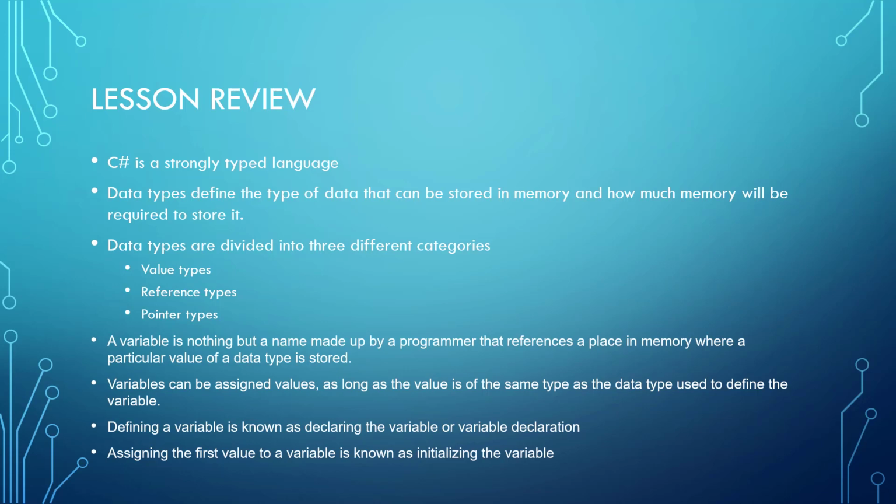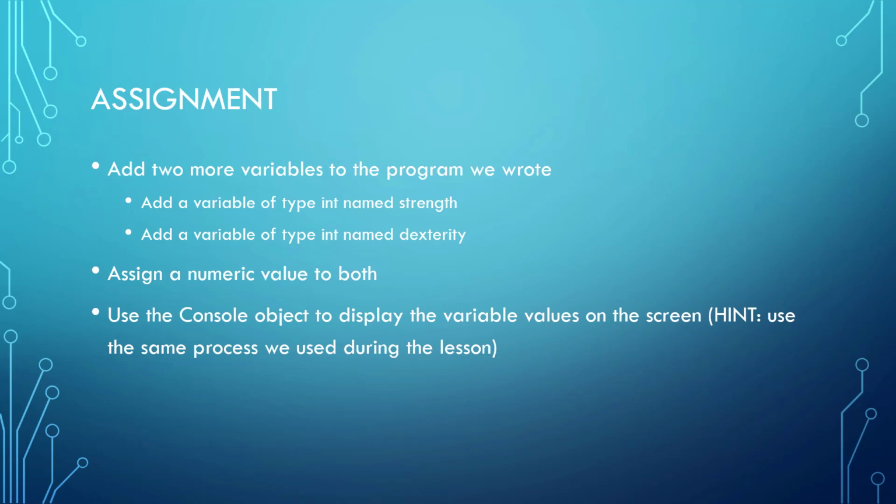So we've learned quite a bit. We wrote our first program. You did very well if you followed along. Now, in order to help reinforce some of these ideas, there is an assignment that I'd like to add to the end of this. So go ahead and add 2 more variables to the program that we wrote. Add a variable of type int named strength, and then add a variable of type int named dexterity. Assign a numeric value to both, very similar to the way we did before. And then use the console object to display the variable values on the screen. We've already done this, so look at the way we did it before and use that same process to complete this assignment.